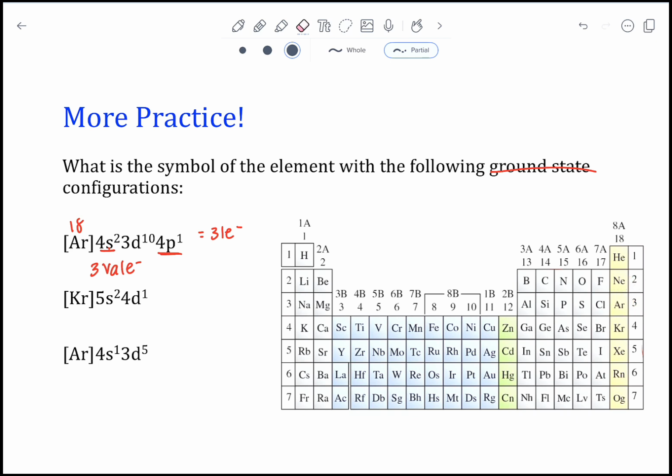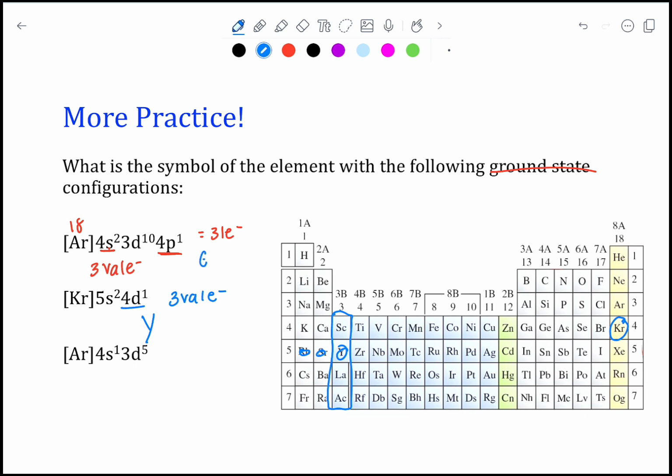Erase. Goodbye. Okay, there we go. So we have krypton, 5s2, 4d1. So its valence electrons are in 4d. So we have 3 valence electrons. Okay, so we know we're going to be somewhere here. We know we start at krypton, and we have 3 electrons to give away. 1, 2, 3. So it puts me at Y for yttrium.